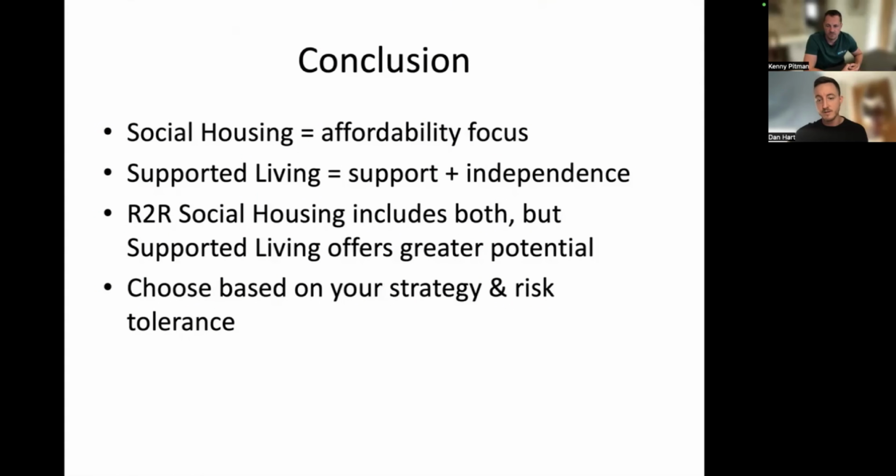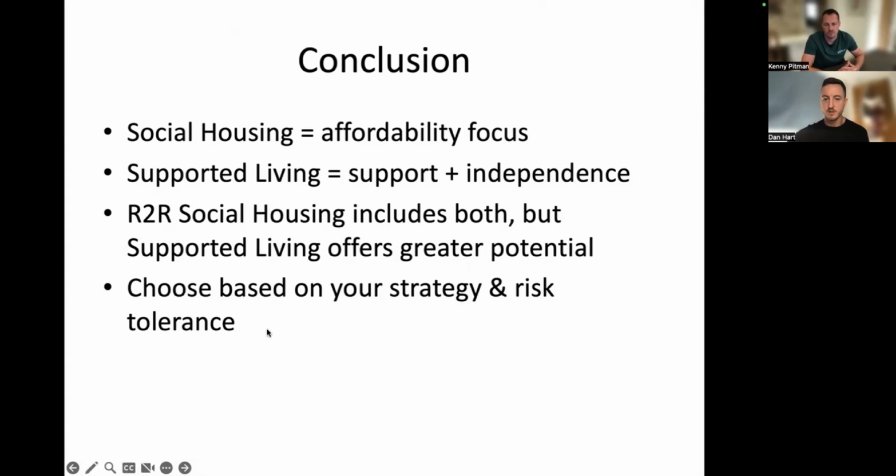A lot of the supported living providers as well will have a maintenance team and they'll take care of internal maintenance and things like that. So that's a cost saving. It's also because they're putting vulnerable people in these properties, they have to make sure that they're to a good standard. Any sort of repair issues get sorted very quickly and kept on top of. So you know that the property is being well looked after. Choose based on your strategy and risk tolerance.